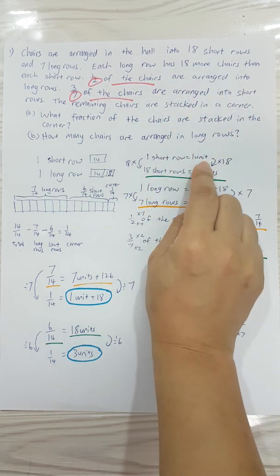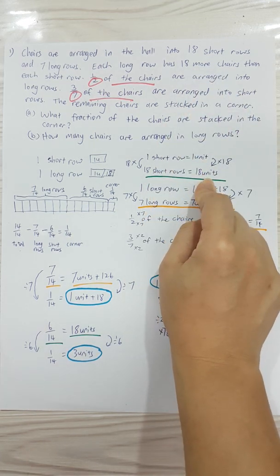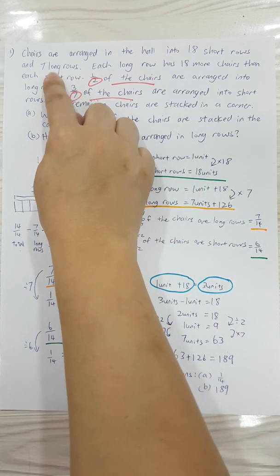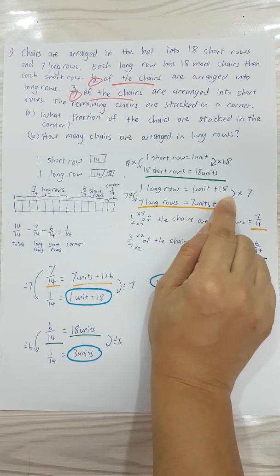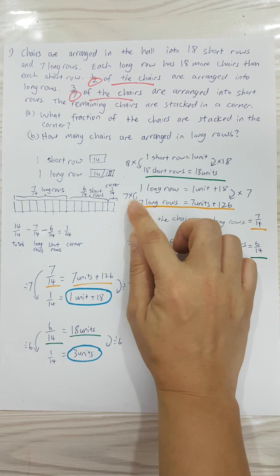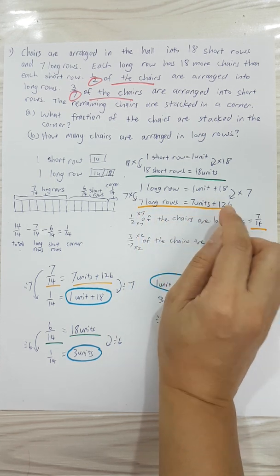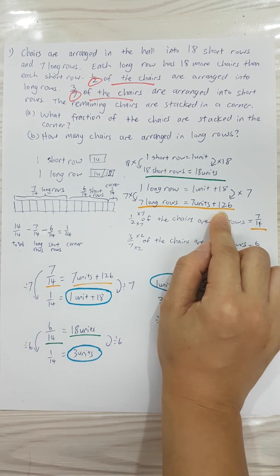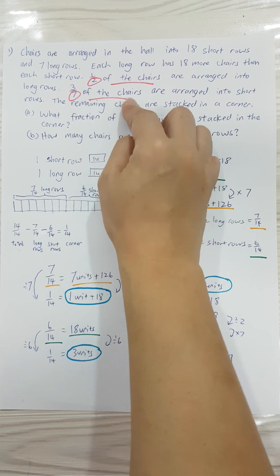So one short row, 1 unit, 18 short rows, 18 units. Then I form my 7 long rows. How do I do that? One long row is 1 unit plus 18. So if I want 7 long rows, I just multiply by 7. So 1 times 7, 7. 1 unit times 7, 7 units. 18 times 7, 126.